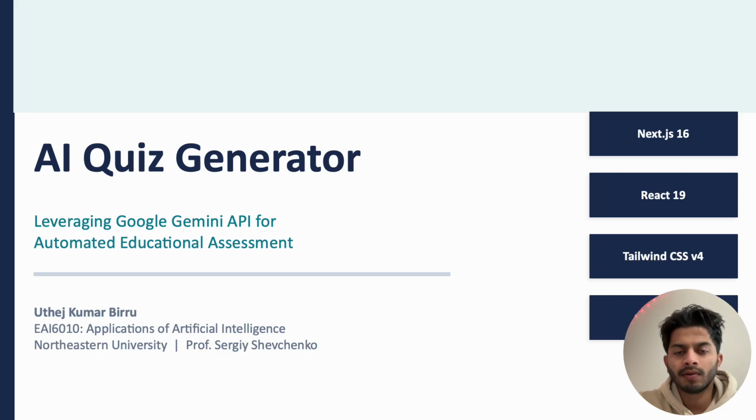Hi everyone, my name is Utesh Kumar Viru and today I'll be presenting my final project for applications for artificial intelligence. The project is called AI Quest Generator. It's a full stack web application that uses Google's Gemini API to automatically turn any piece of text into an interactive multiple choice quiz. The core question I wanted to answer was simple.